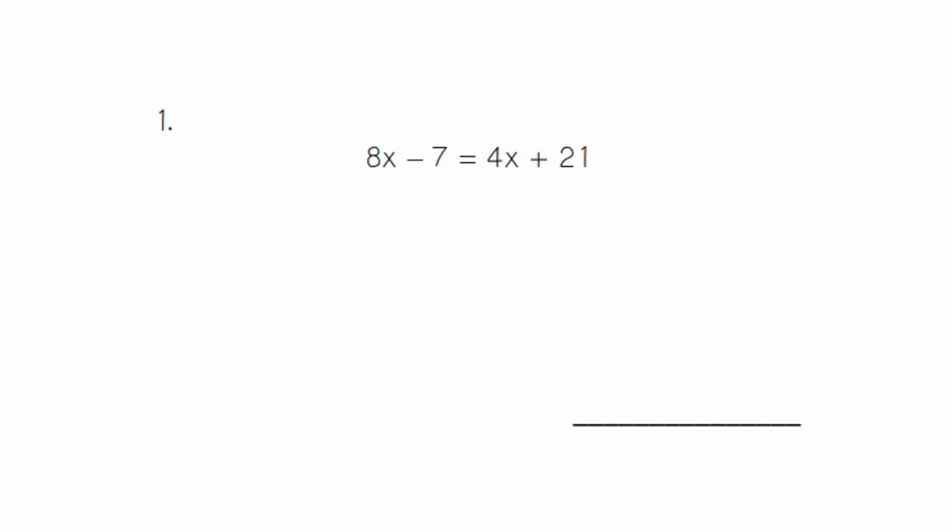Number 1, we don't have any parentheses, so there's no multiplication. We don't have any like terms, so there's no combining. We're going straight into step 3. We want to combine the 8x and the 4x. But notice the 8x is on the left and the 4x is on the right. We're going to take the small number, 4x, and move it to the larger number, the 8x. Just like before, when we move something, we change it to the opposite. So 4x would become a negative 4x, and 8x and negative 4x gives us a positive 4x.